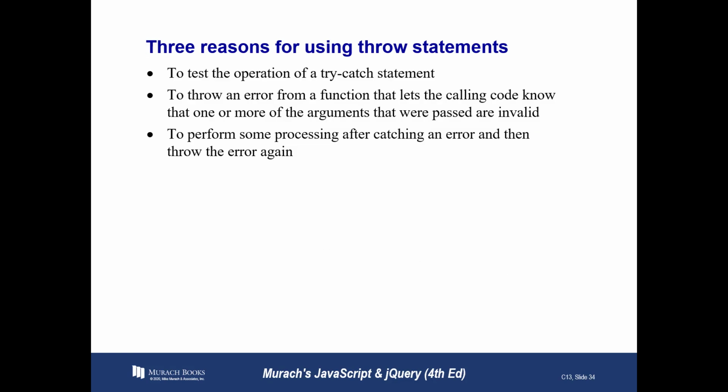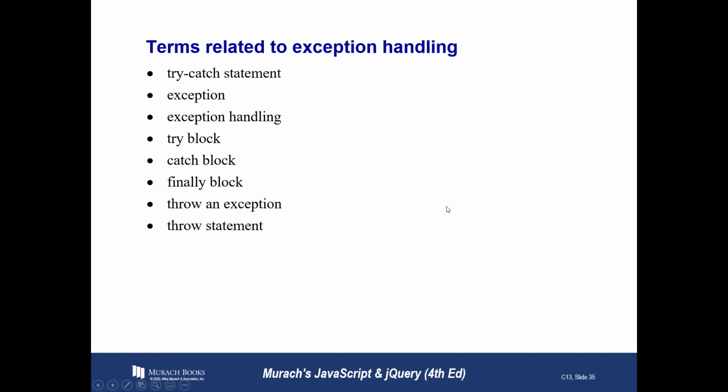So 3 reasons, as it says there, for using a throw statement. Number 1, if you've got a try catch and you want to make sure that it's being hit, you can test it by that. Number 2, to throw an error from a function that lets the calling code know what the problem was. And 3rd, to perform some processing after catching an error. So what if you catch the error and you have them try it again and it's still bad? Type of an idea.